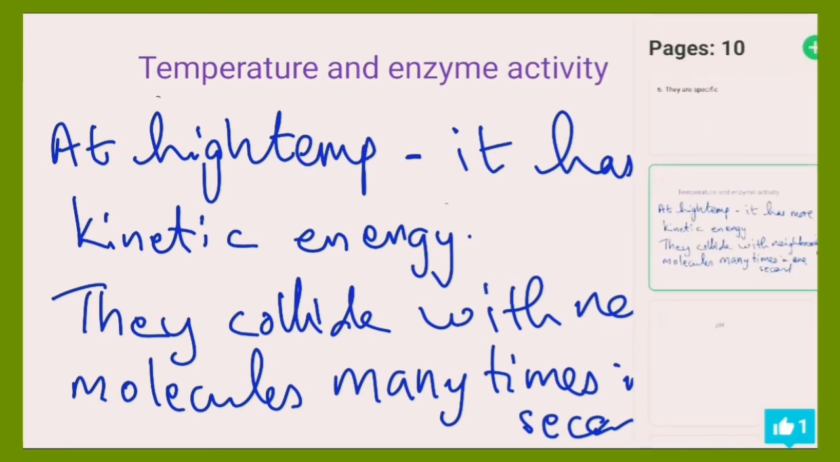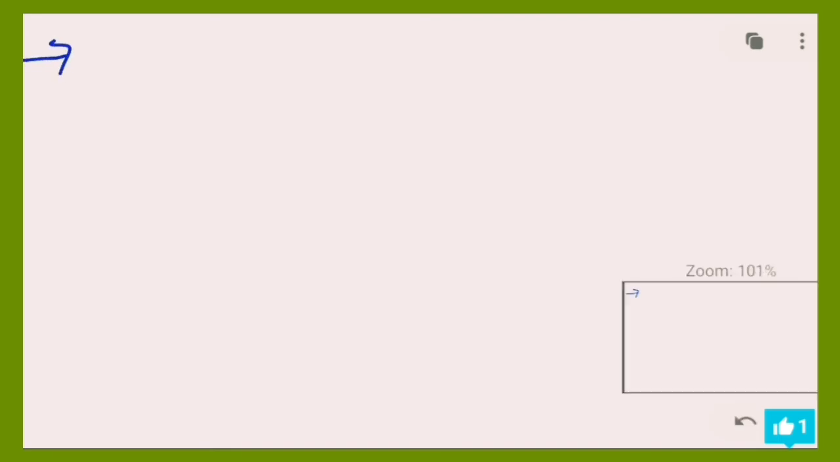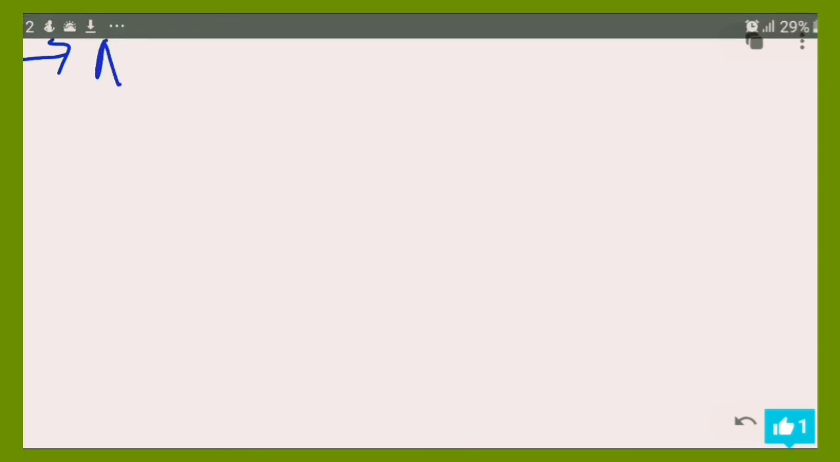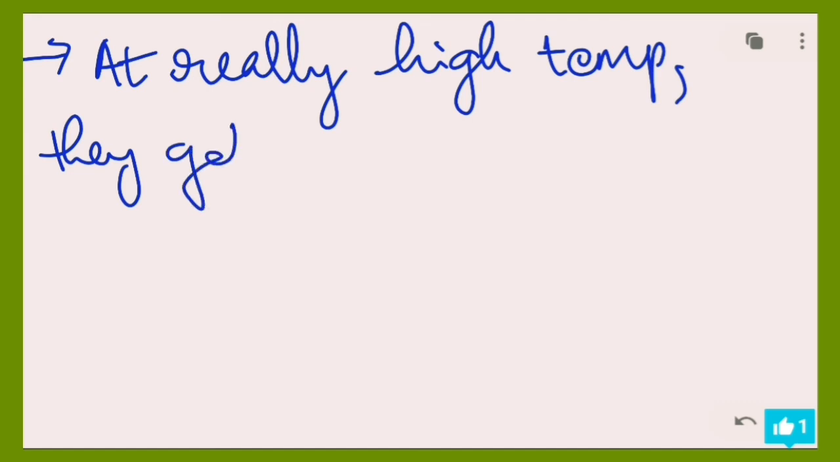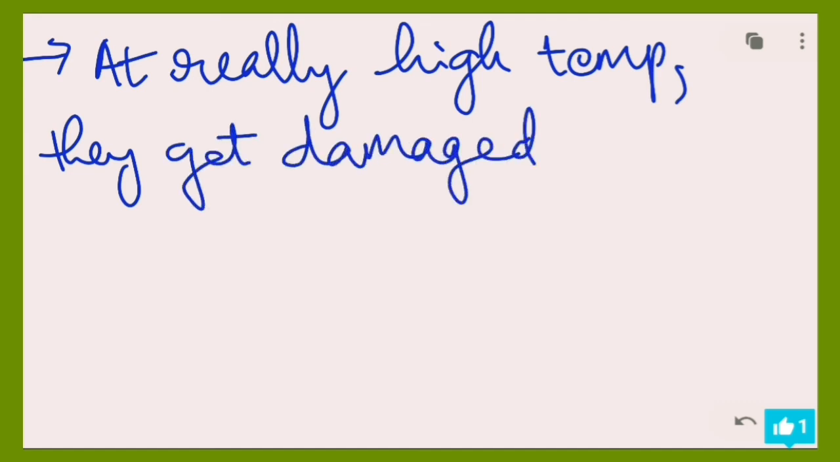But there is a flaw in this, which is that at really high temperature, they get damaged. The shape changes. And when this changes, we do not use this word in our examination. Please do not use this word. We say they get denatured.